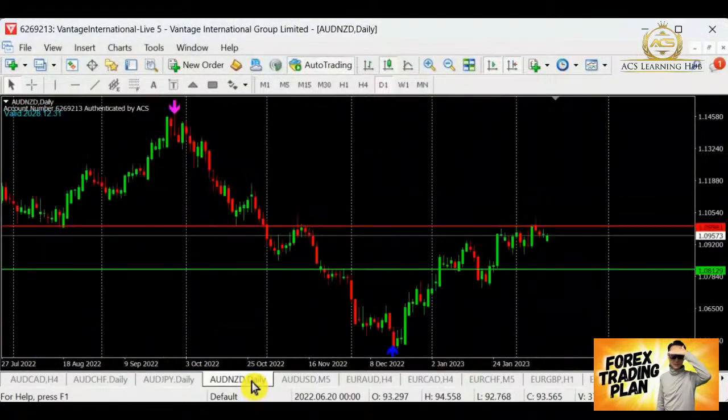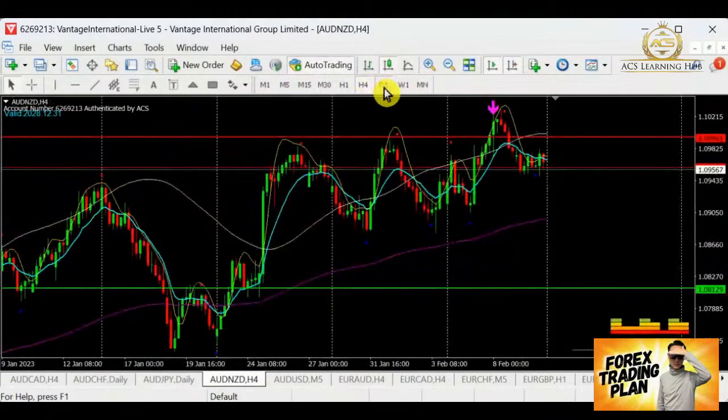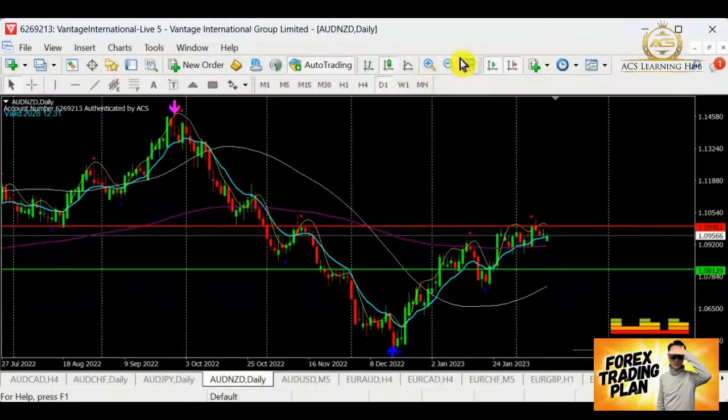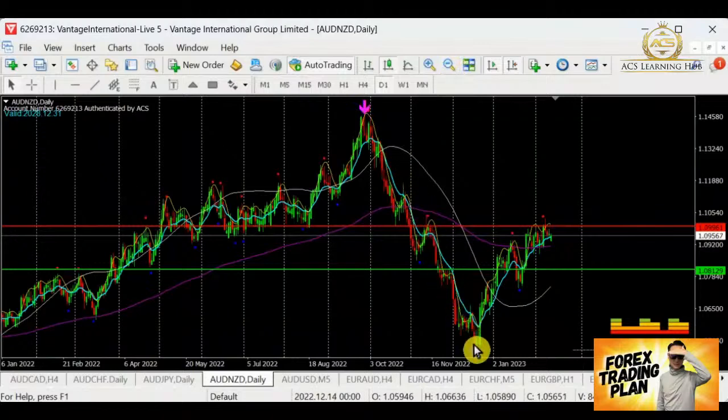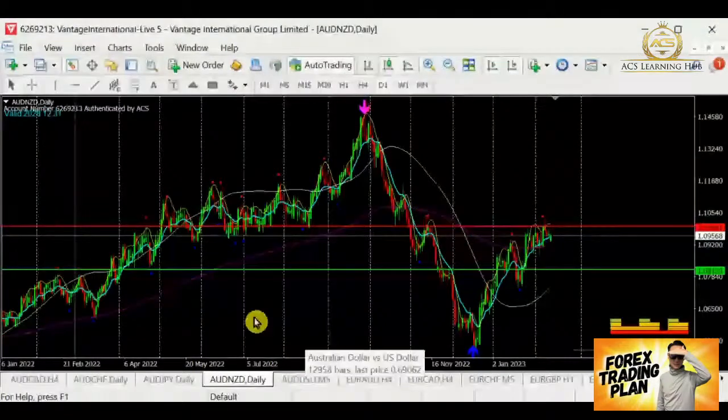All right, for Aussie Kiwi, we can see that the bear has run and the bull came in, and now it's still setting up as a buy here. So for Aussie Kiwi, I'm going to stay away for a while.